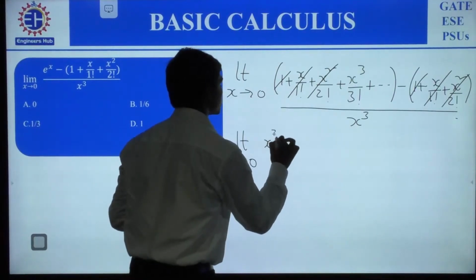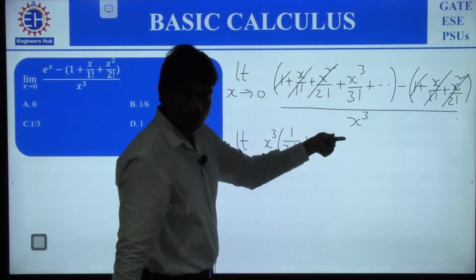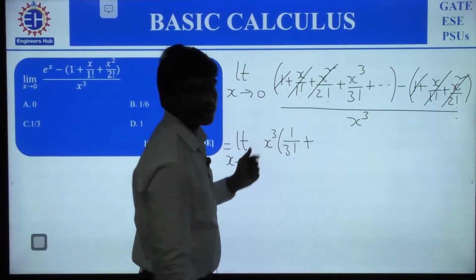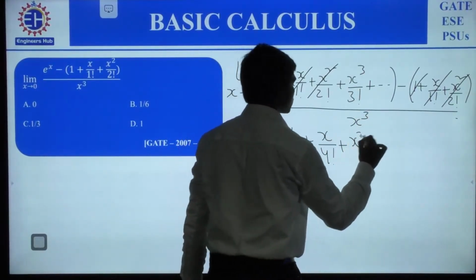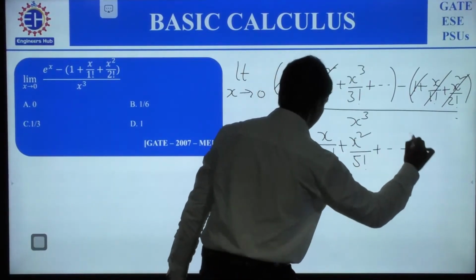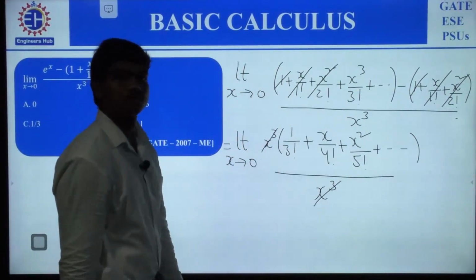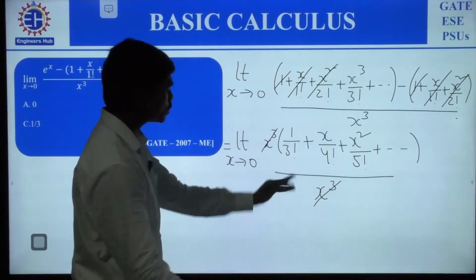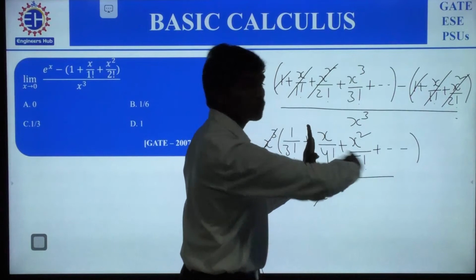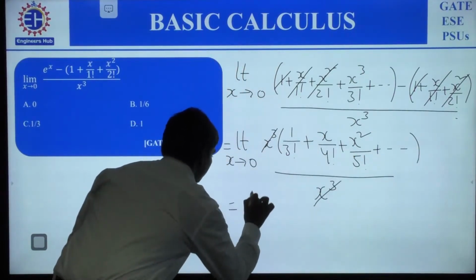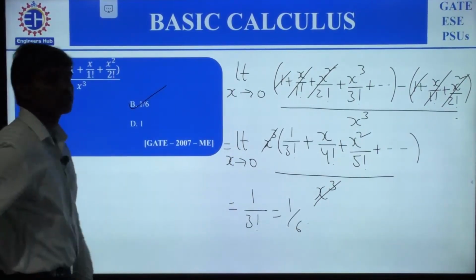So if you take that common x cube out, this is 1 by 3 factorial plus x by 4 factorial plus x square by 5 factorial and so on, divided by x cube. So this x cube gets cancelled. There's no issue with the denominator now. When you substitute x equal to 0, apart from this 1 by 3 factorial, all other terms to the right go to 0. So we are left with only 1 by 3 factorial, which is 1 by 6. And that's the answer that we got when we applied the standard L'Hospital rule.